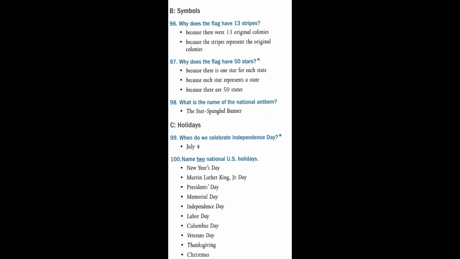B. Symbols. 96. Why does the flag have 13 stripes? Because there were 13 original colonies. Because the stripes represent the original colonies. 97. Why does the flag have 50 stars? Because there is one star for each state. Because each star represents a state. Because there are 50 states. 98. What is the name of the national anthem? The Star-Spangled Banner. C. Holidays.